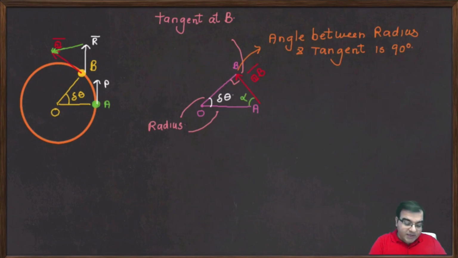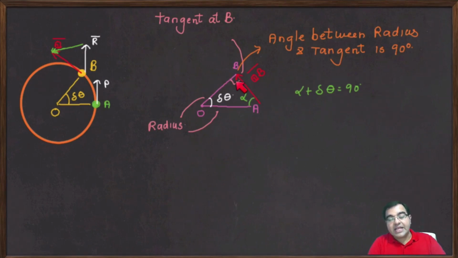Now, if I call the third angle alpha, I know the sum of the angles of a triangle is 180 degrees, right? So 90 degrees plus delta theta plus alpha would give me 180 degrees. If I remove this 90 degrees, I can say alpha plus delta theta is nothing but 90 degrees, because 90 plus this 90 gives you 180, the sum of the angles of a triangle. So in this triangle, alpha plus delta theta is equal to 90 degrees.